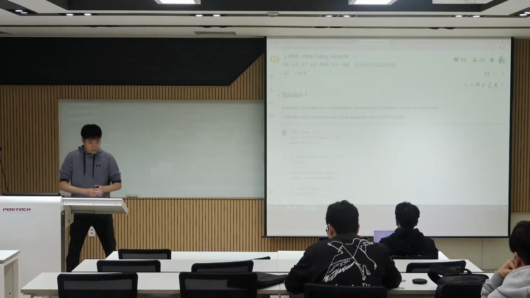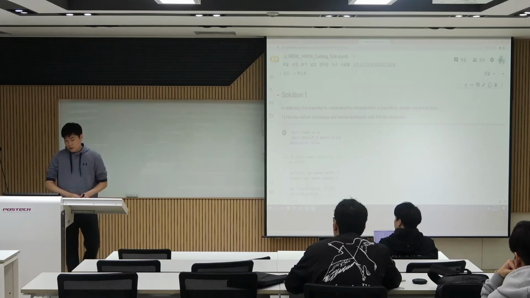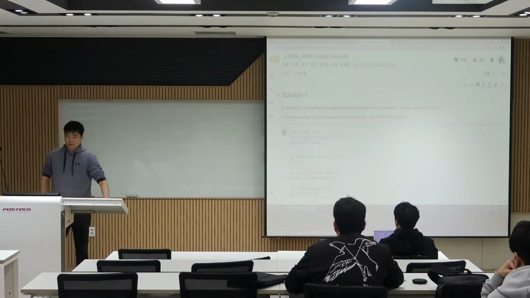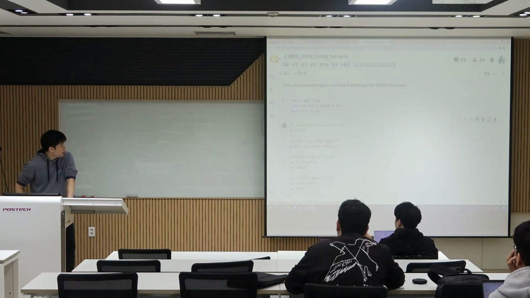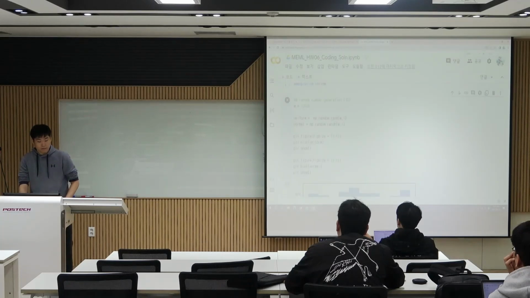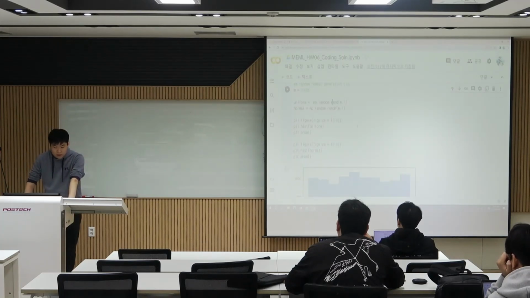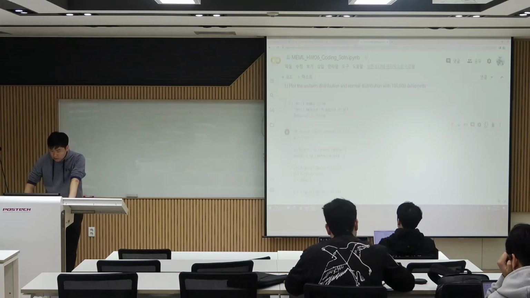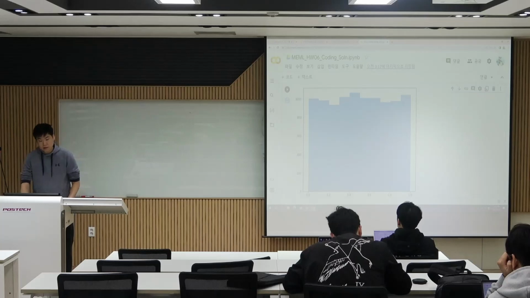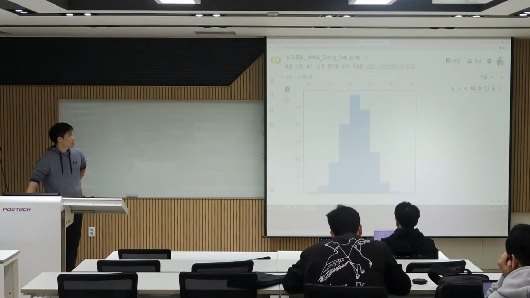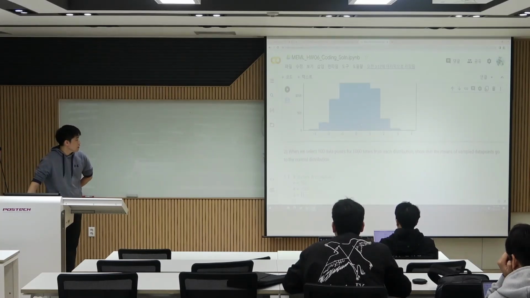So this is problem 1 in our coding problem. First is to plot the uniform distribution and normal distribution of 100,000 data points. This is quite simple. We can just reuse the rand function embedded in NumPy and the randn function embedded in NumPy. So you're going to just create 100,000 data points. Okay, and this is the result. This is quite simple, so I'm not going to explain this.